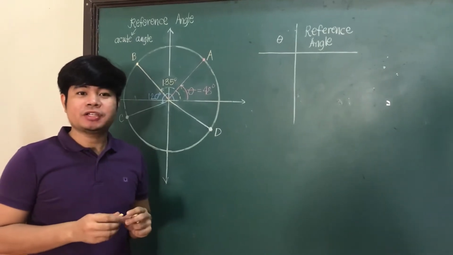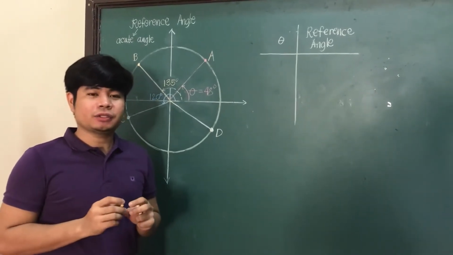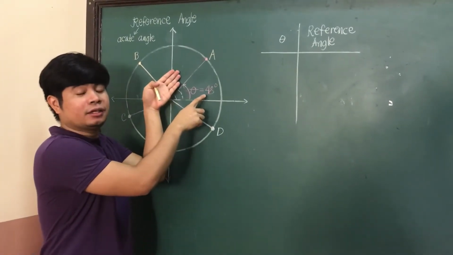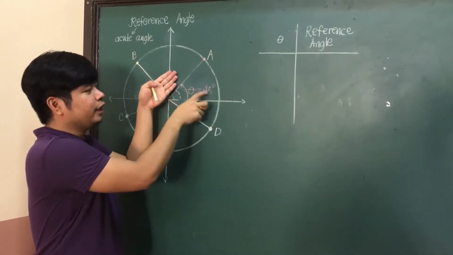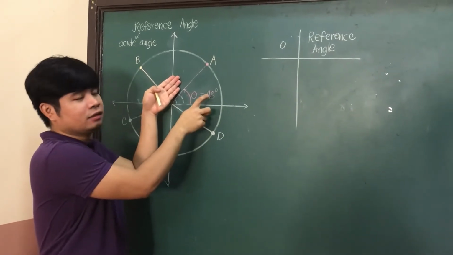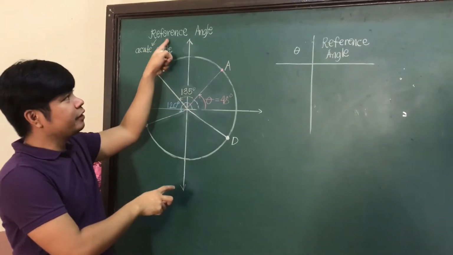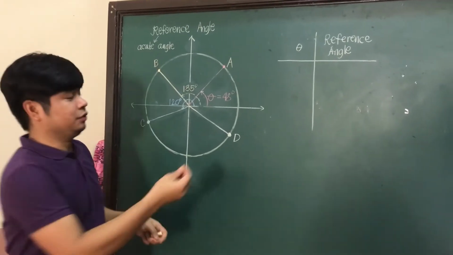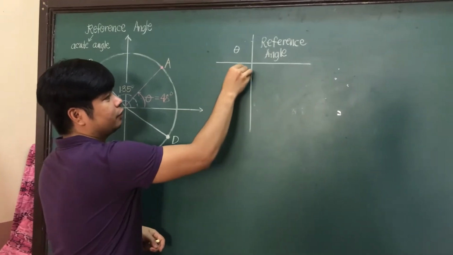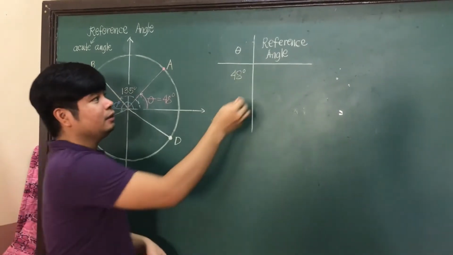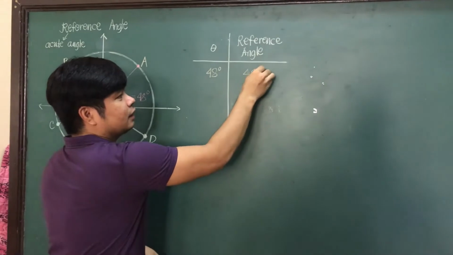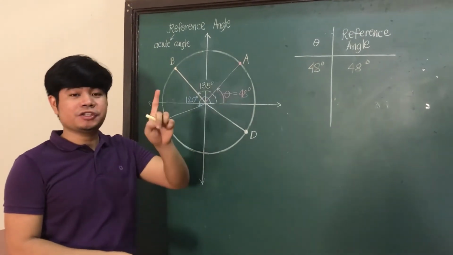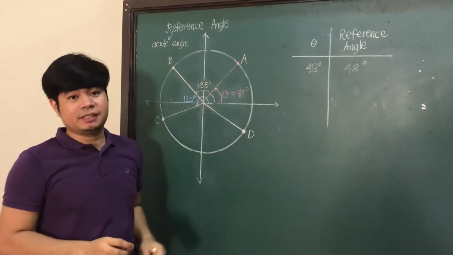I have here illustrations, and the first angle that we're going to talk about is the angle that measures 48 degrees. And 48 degrees is already considered to be the reference angle itself. Why? Because that is already an acute angle. So an angle that is 48 degrees in measurement is itself the reference angle. Take note of that. When the angle is found on the first quadrant, then the angle itself is a reference angle.